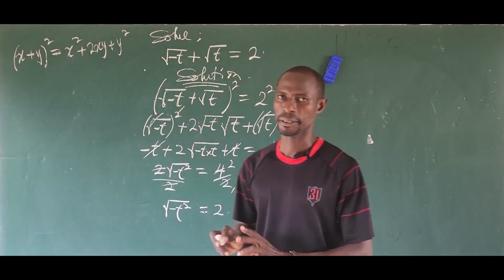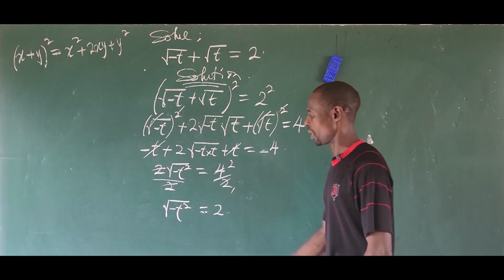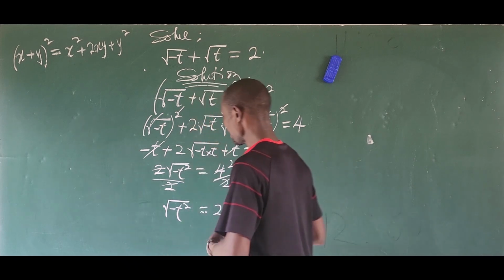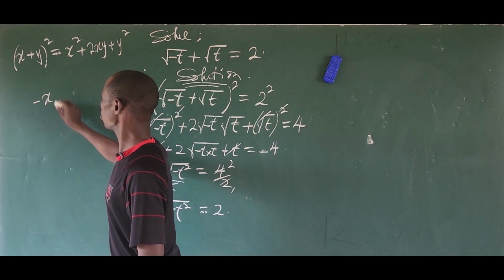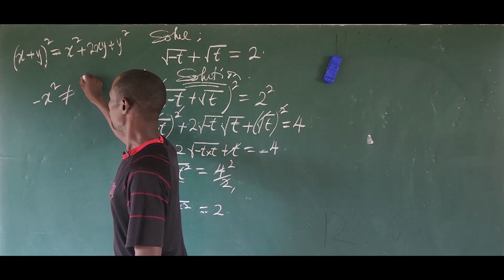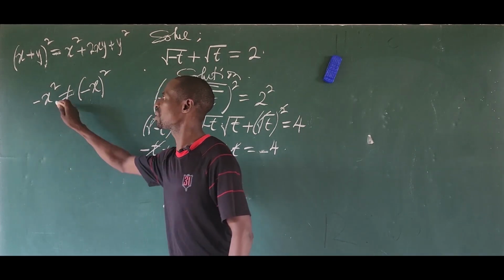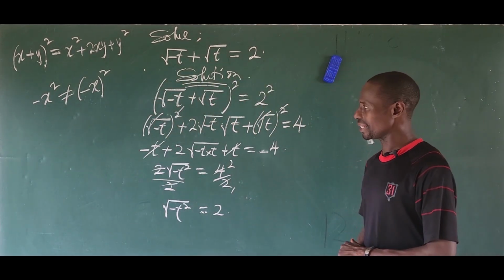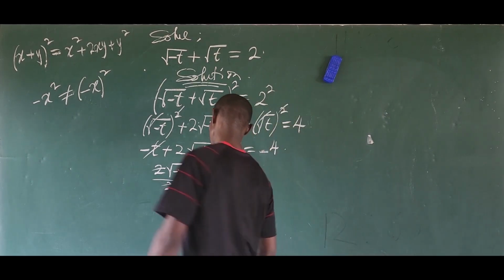Now look at this. Here comes a little confusion, but it's not a confusion by the way. There's a video I made on this channel where I said that minus x to the power of 2 is not equal to the bracket minus x all raised to the power of 2. These are two different entities. So if they are two different entities, it means we can rewrite this expression we have here in another format.